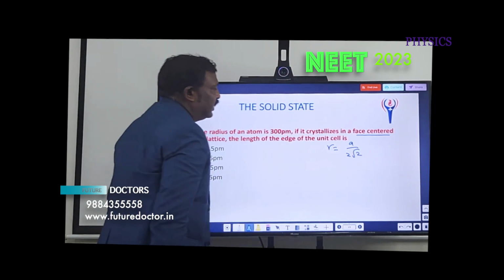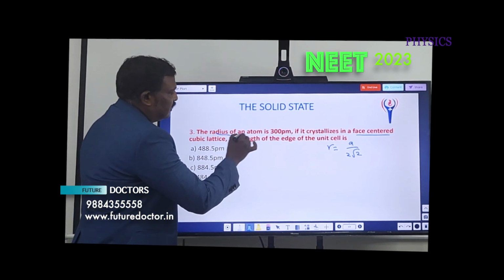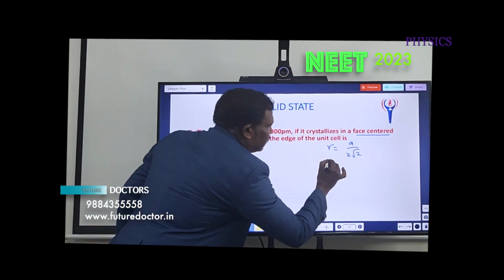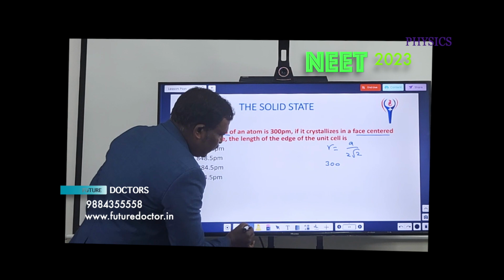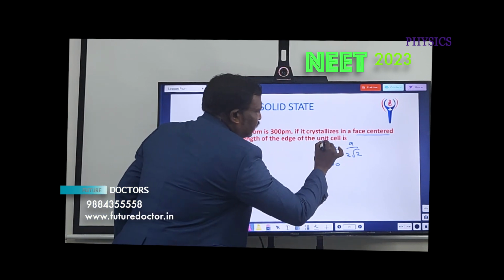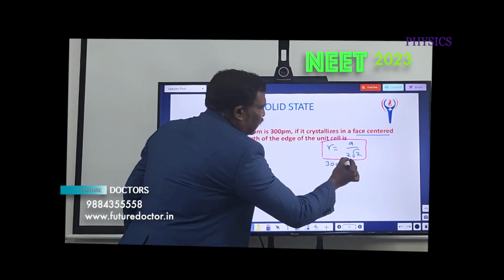Understood? This is a formula. What is given? Radius is given. What's the radius? 300. So we can substitute 300. This is a formula, you just keep it in mind. We know this formula, we can use it to solve the sums. Very simple. Okay. Done. So R is given.